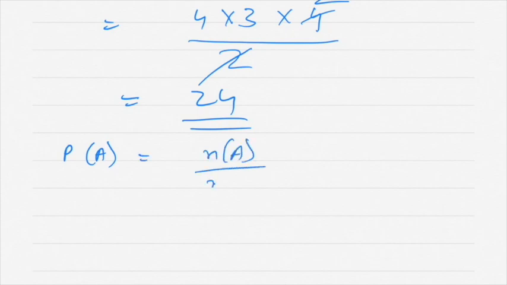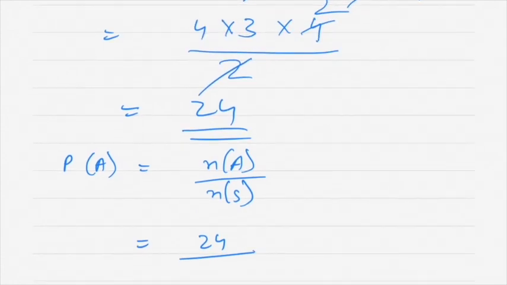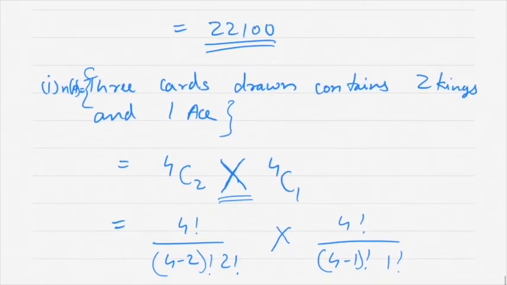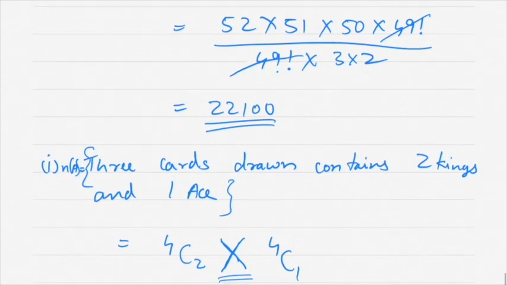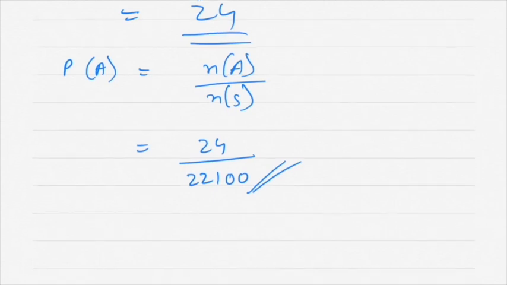So your P of A will be n of A upon n of S, which is 24 upon, what was your n of S? 22,100. This is the first part.